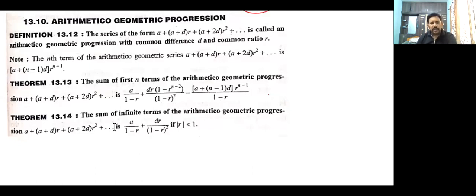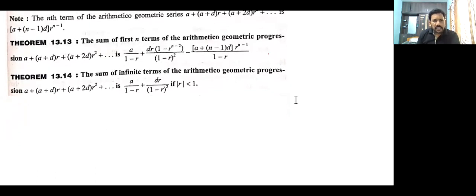How to find the sum of infinite terms of the AGP series, arithmetic geometric progression? This is the formula. a by 1 minus r plus dr divided by 1 minus r whole square, if the common ratio lies between minus 1 to 1, that means mod r value is less than 1. Now I am going to discuss that in this AGP series. First problem.